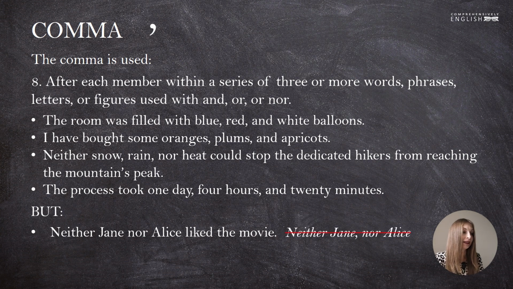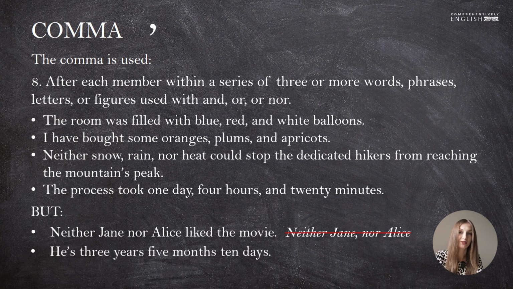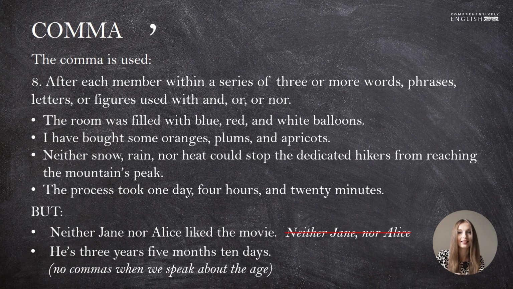For instance, neither Jane nor Alice liked the movie. To put a comma after Jane would be incorrect. Look also at this sentence, please. He's 3 years, 5 months, 10 days. Here we speak about the age of the person. It's not a series of periods of time, it's his age. So he's 3 years, 5 months, 10 days.